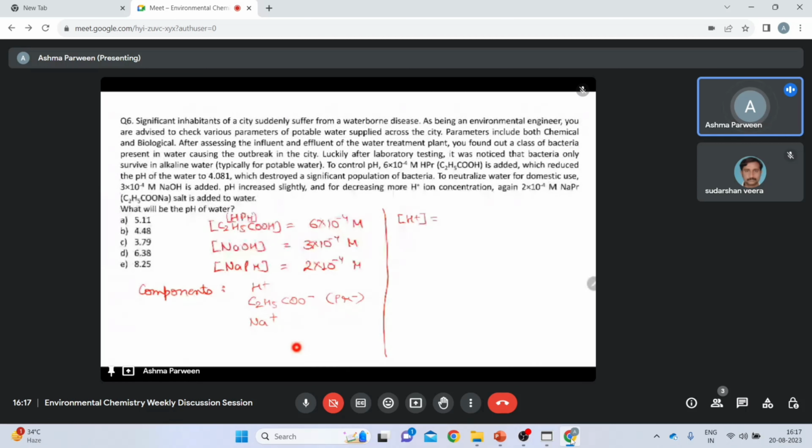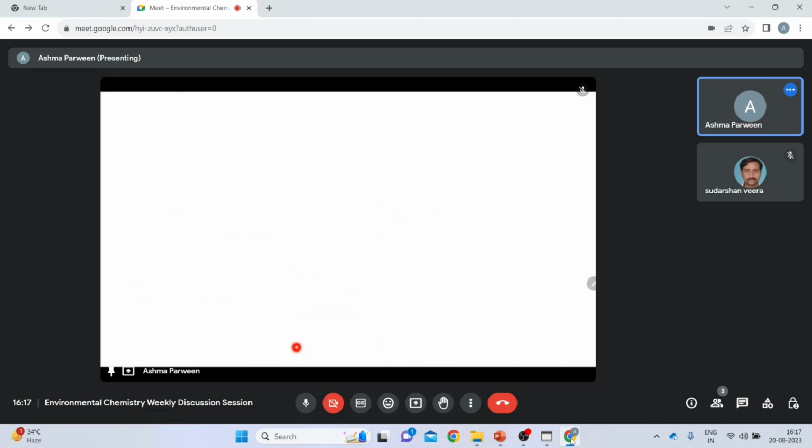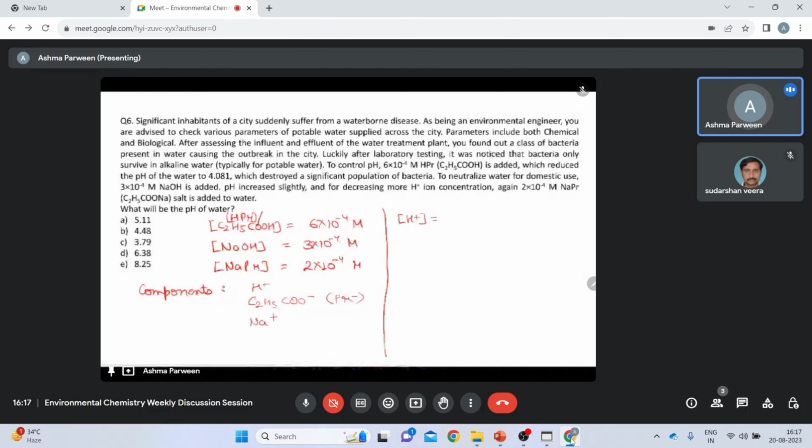So total H plus will be given from C2H5COOH, or HPr, and not from NaOH and not from NaPr. So total H plus will be, sorry, also Na, we have NaOH, and from the species table we know that 1 mole of OH minus reduces 1 mole of H plus. So total H plus here will be, we have added HPr minus NaOH.